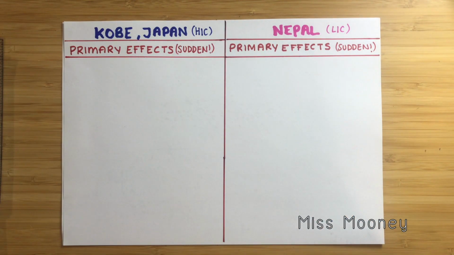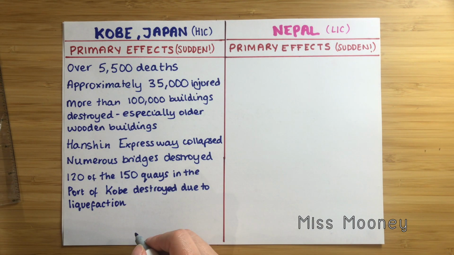So next up we have our primary effects, the sudden or immediate effects that occurred during the hazard. In Kobe there were over 5,500 deaths, but approximately 35,000 injured. More than 100 buildings were destroyed, especially those older wooden buildings. The Hanshin Expressway collapsed, which was a very large bridge motorway. Numerous bridges were also destroyed. 120 of the 150 quays in the port of Kobe were destroyed due to liquefaction. That's something that you might want to do a bit of additional research around. And 4,000 schools were destroyed.